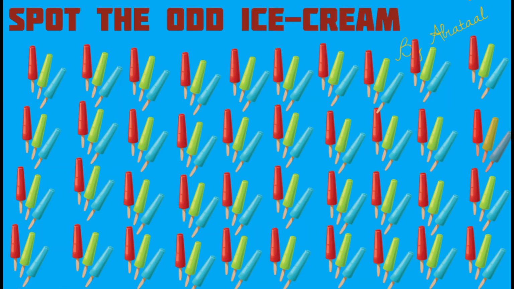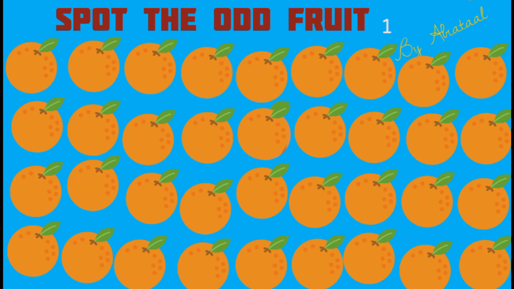Let's move on. Which popsicle is different from the rest in 1, 2, 3, 4, 5. And time is up. If you didn't get it, you'll get feedback towards the end. Moving on. Spot the odd fruit in 1, 2, 3, 4, 5. And the time is up. Are you getting anything? We are moving on.